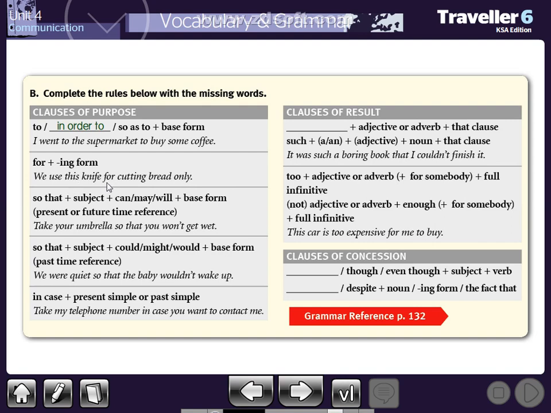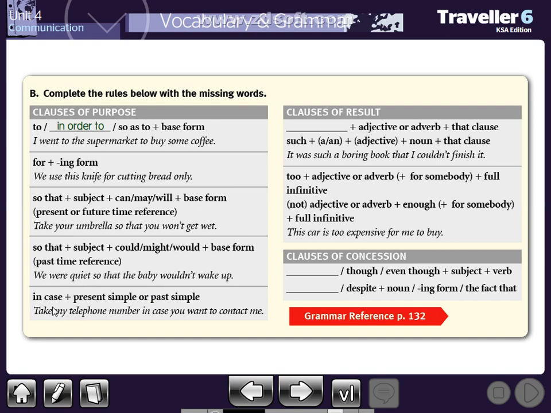After for, we use the ing form. So that plus subject plus can, may, or will plus the base form is used here with present or future time reference. Take your umbrella so that you won't get wet. So that plus subject plus could, might, or would plus the base form is used with past time reference. We were quiet so that the baby wouldn't wake up.